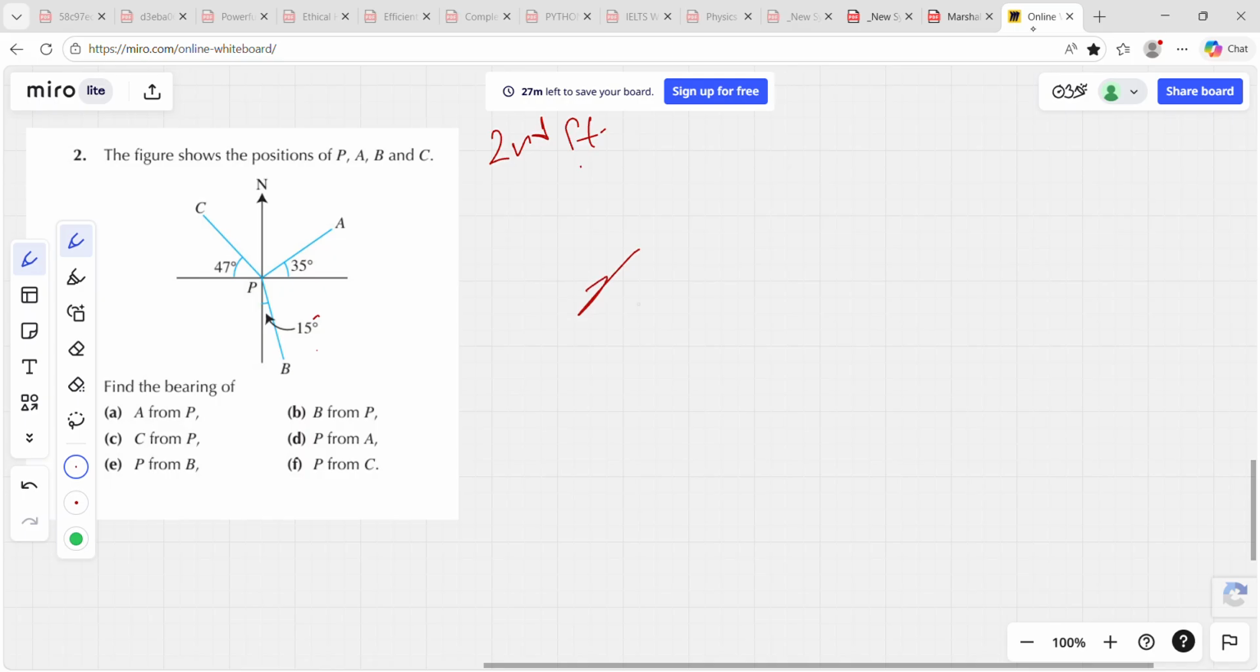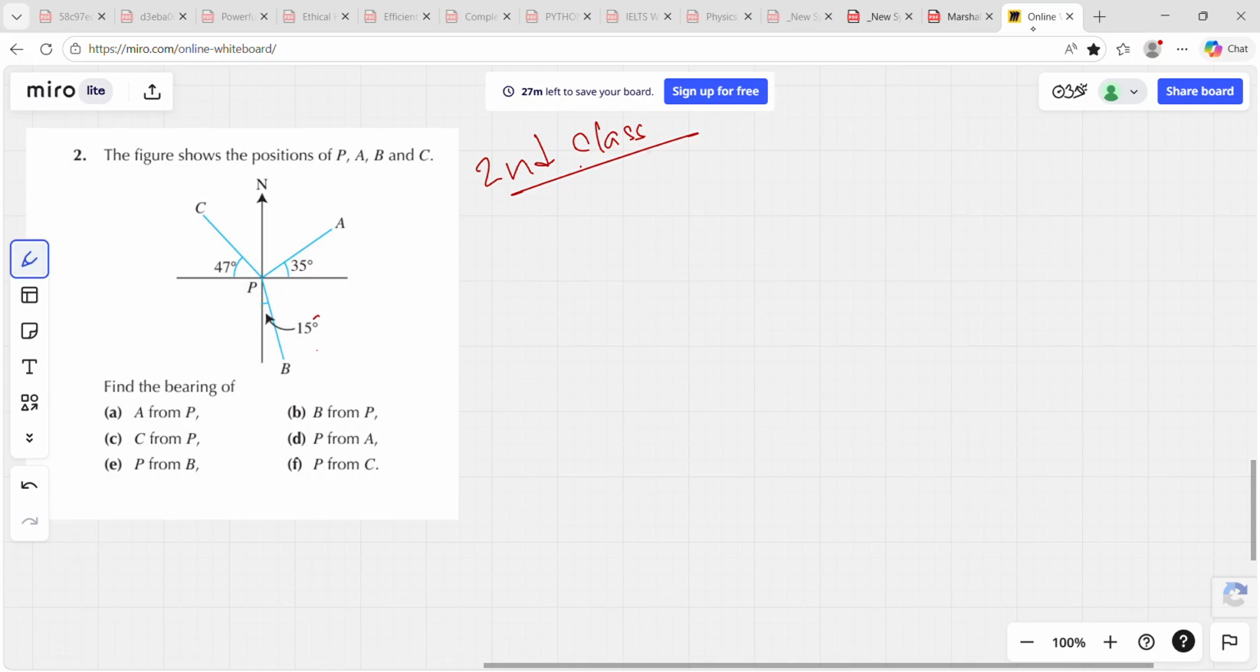Okay, so this is our second class on bearings, how we can solve these particular problems. Here is a picture. We need to find the bearing of A from P. Whenever they ask A from P, that means P to A. This is your P point, and you have to go to A.